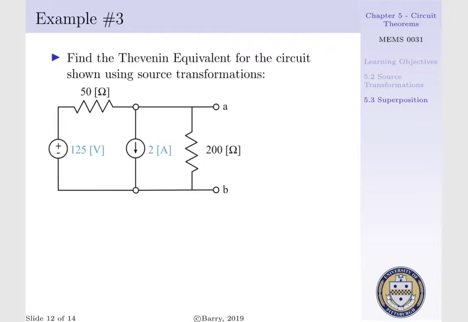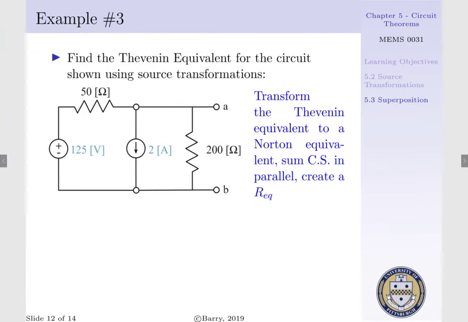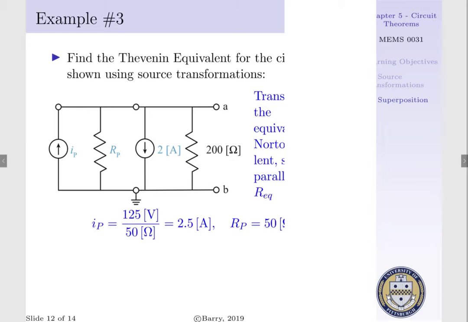Now let's consider the same circuit, and we want to determine our Thevenin equivalent using source transformations. What we recognize is we can transform our Thevenin equivalent on our left-hand side, i.e. our 125 volt source and our 50 ohm resistor, into a Norton equivalent. This will allow us to sum our current sources in parallel configuration, as well as determining our equivalent resistance.